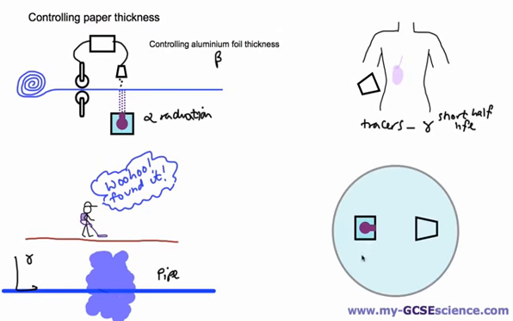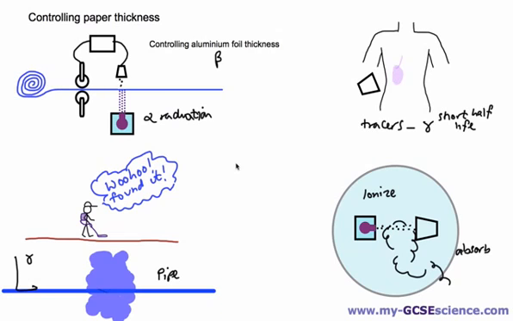The last example is a smoke detector, and this is reasonably complicated, but the basic idea is that we have alpha particles being shot across a gap. They will ionize particles in the air, which will then allow a current to flow, and if there's a fire and smoke comes along, that smoke will absorb the alpha particles. They will no longer be able to ionize the air, and therefore the alarm will be triggered to go off.